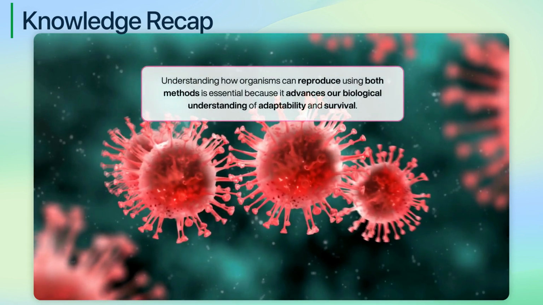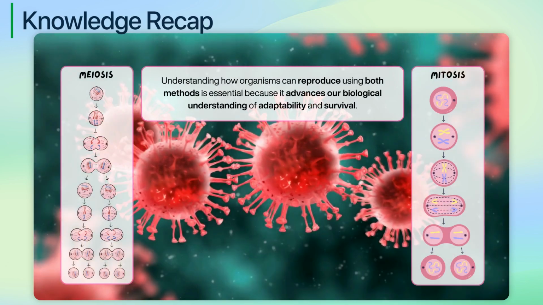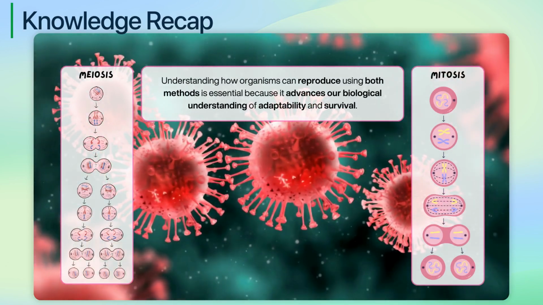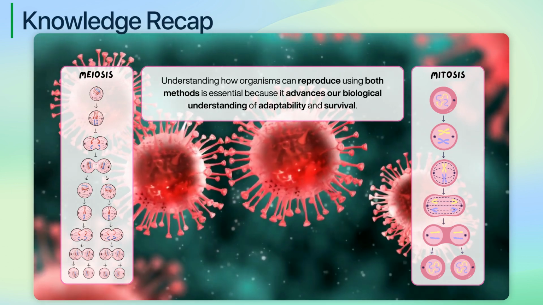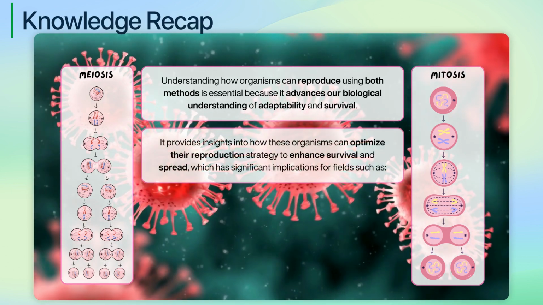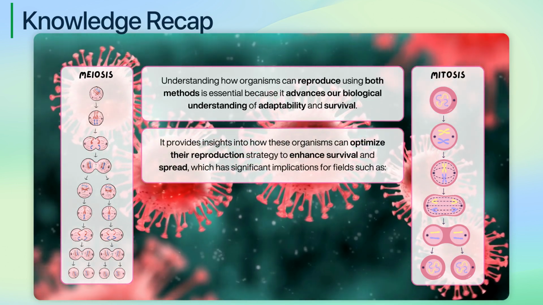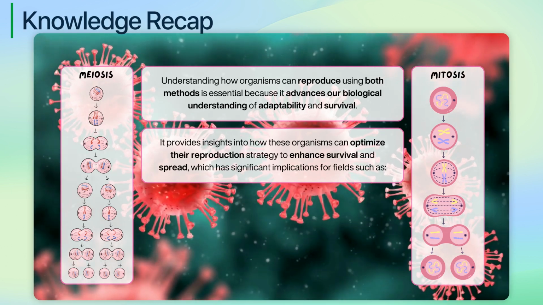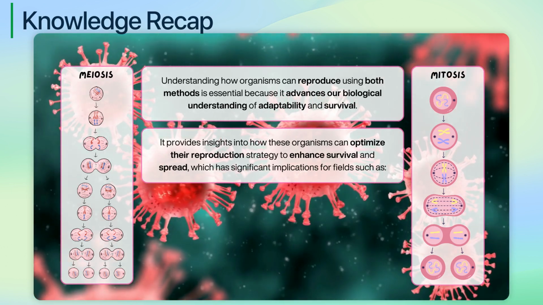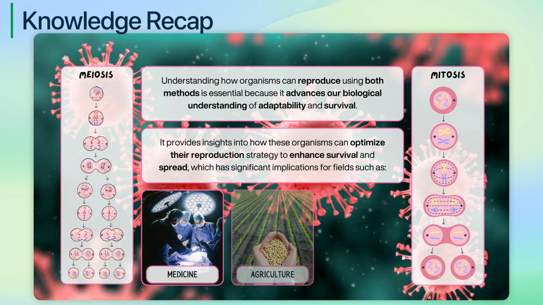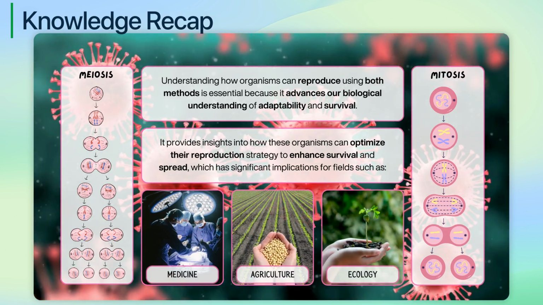Understanding how organisms can reproduce using both methods is essential because it advances our biological understanding of adaptability and survival. It provides insights into how these organisms can optimize their reproduction strategy to enhance survival and spread, which has significant implications for fields such as medicine, agriculture, and ecology. Let's get started.